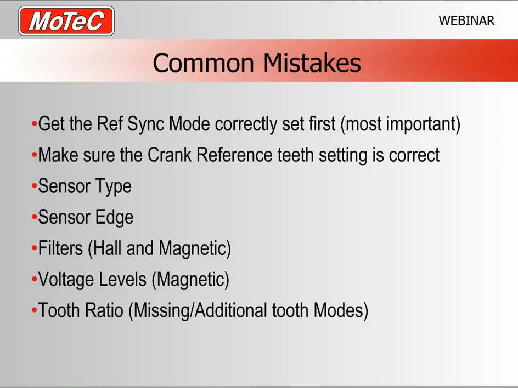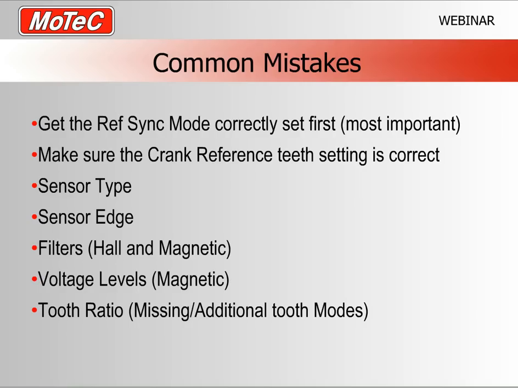Our sensor edge. Okay, I've got a magnetic sensor on the crank. Have I got the edge around the wrong way? Again, ref sync capture. And for the rest of them, ref sync capture again. Do I have my filters set correctly? Filters work for Hall and magnetic. And the voltage levels. Have I got my voltage levels too high? They only work for magnetic. Again, previous webinars, Halls have fixed levels.